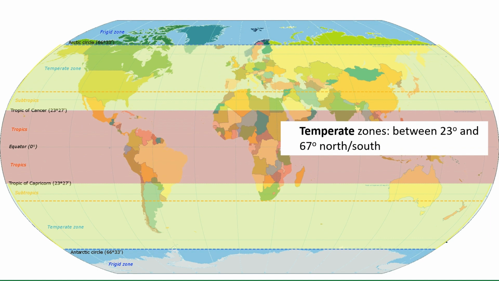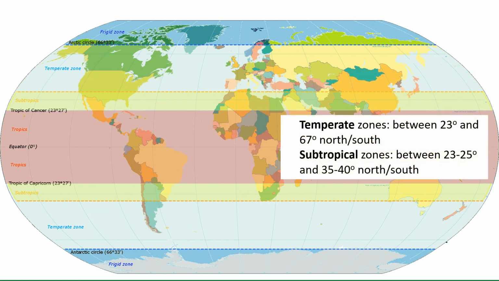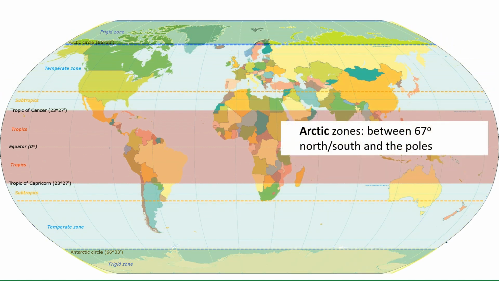So we in Arizona live in what's considered a temperate zone. Then within the temperate zone, there's also a smaller zone that is called the subtropical zone. The subtropical zone is considered part of the temperate zone, but has a generally warmer and drier climate than the rest of the temperate zone. And the subtropical zone is not very well defined in terms of latitude, but it's generally considered to start at 23 to 25 degrees and extend to 35 to 40 degrees north and south. And lastly, Arctic zones include everything from 67 degrees north and south, up or down to the poles.